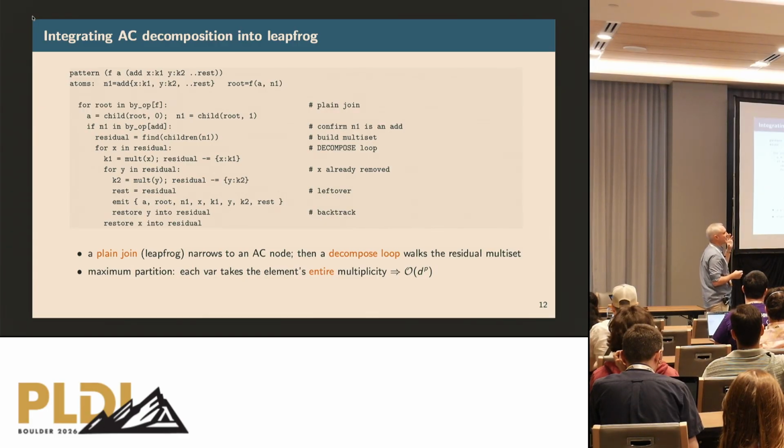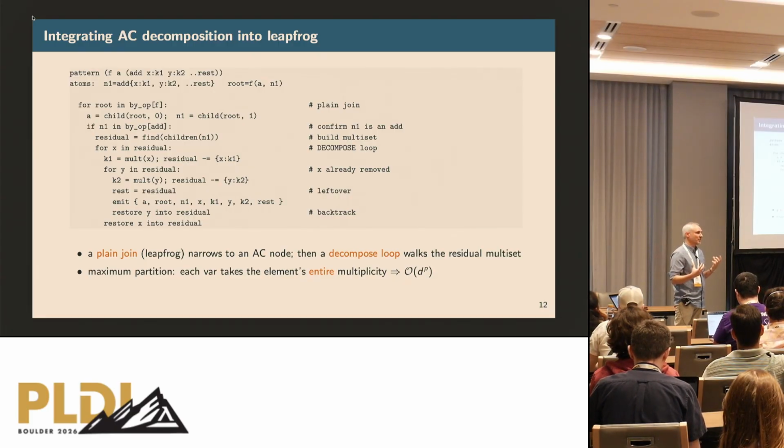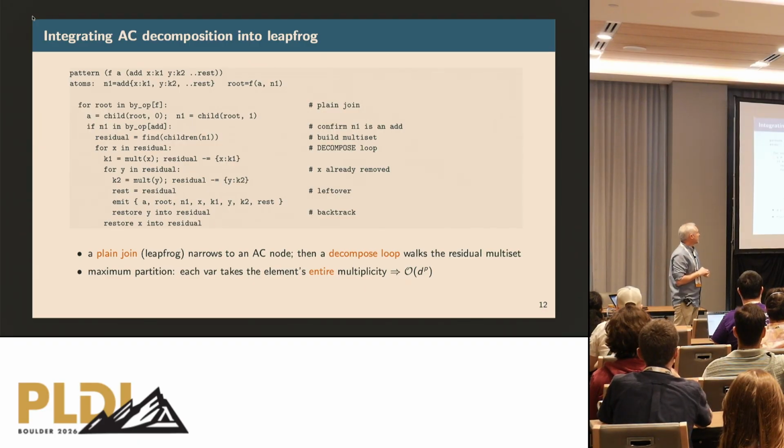So what this does basically is enumerate all partitions of the multiset, where you extract one x and one y with full cardinality, and just drop the rest of the multiset in the comprehension. So it's really a very minor extension to Leapfrog for AC matching. And since our index for AC nodes is just a single homogeneous index, it's actually pretty easy to do.